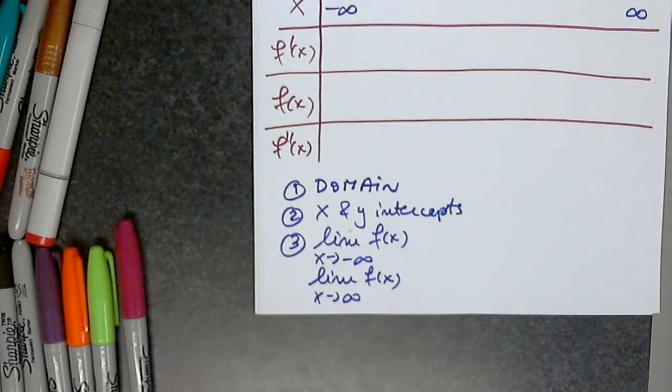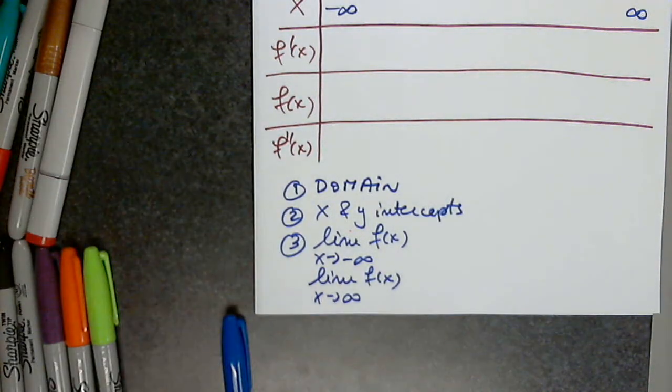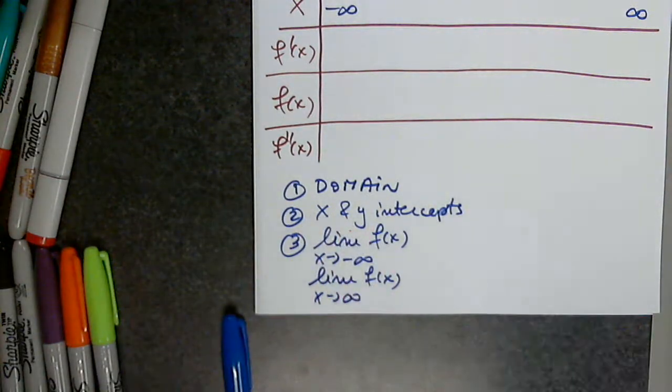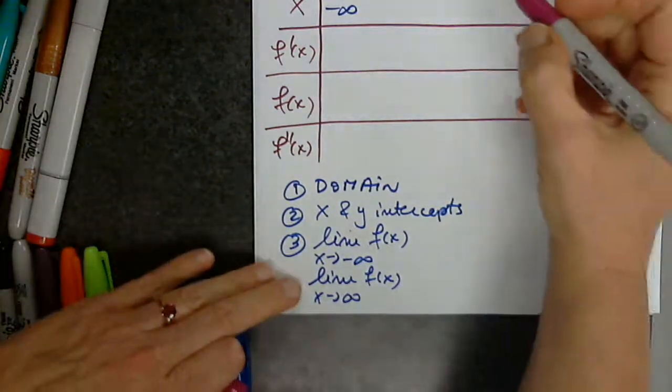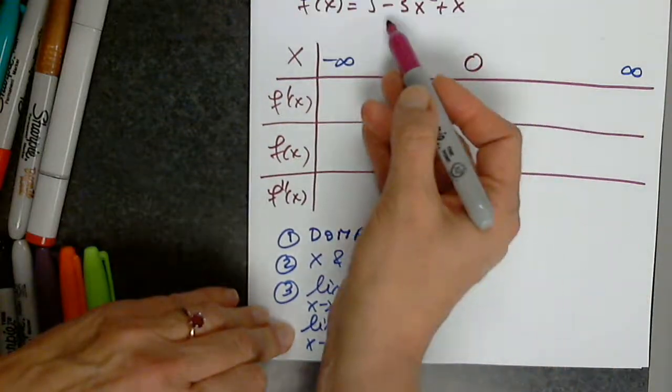This will give me everything I need to know about the function from the function itself. And then I move on to the first derivative. I have the domain already. You already told me it's a polynomial function. Now the x and y intercepts. The y-intercept is the easiest because I plug in 0. When I plug in 0, I get 5.